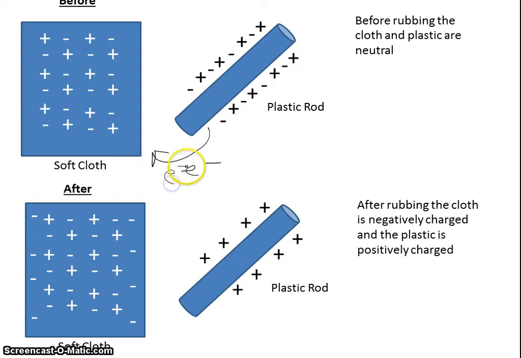onto my soft cloth, thus making the cloth negatively charged and the plastic rod positively charged. And the amount that this cloth becomes negatively charged will be the same amount as the baseball bat or other plastic rod becomes more positively charged. So it can't be different. It has to be an equal and opposite amount of charge difference.